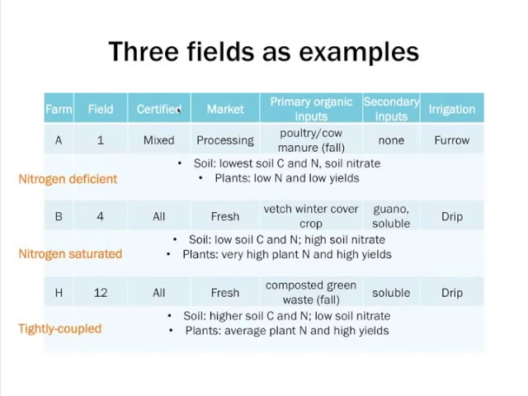Field four, on the other hand, could be considered a nitrogen-saturated case. The soil had pretty low carbon and nitrogen, but very high soil nitrate. The plants also had high plant nitrogen, and the yields were pretty high. And finally, in field 12, we have higher soil carbon and nitrogen, some of the highest found in the study, and low soil nitrate. But the plants had pretty good nitrogen, and the yields were also high.